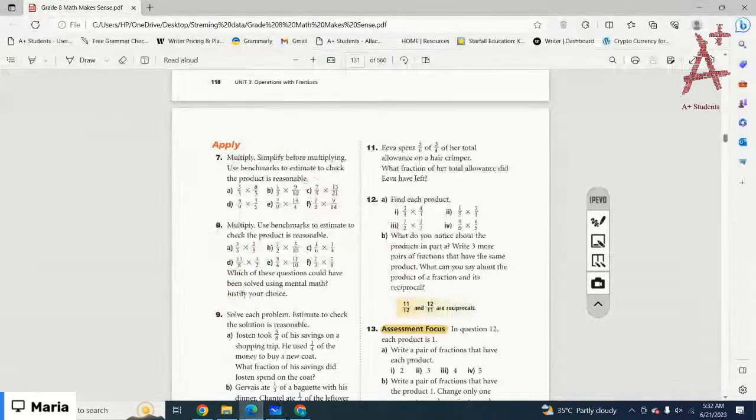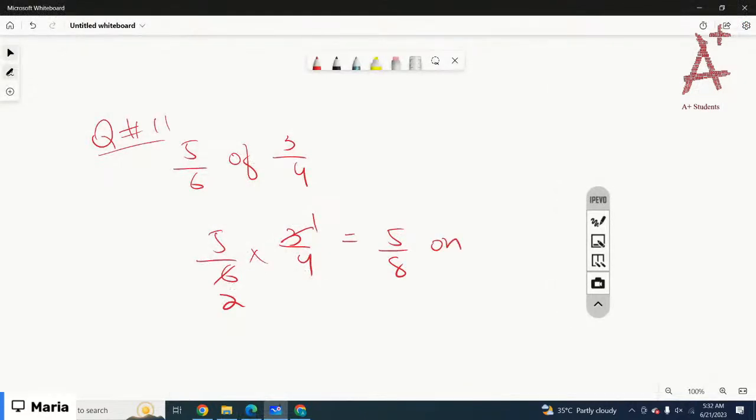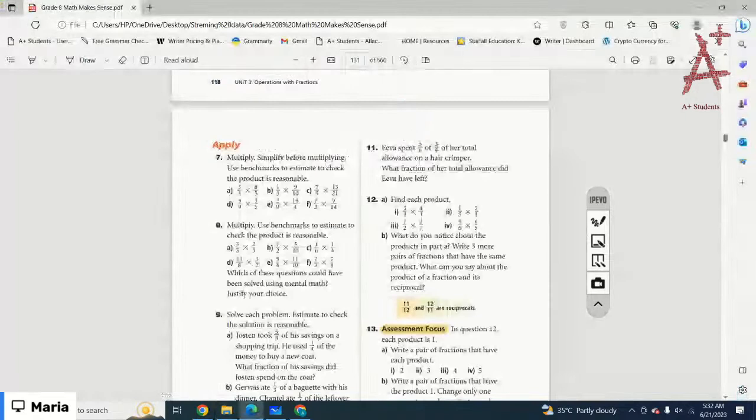But the question: what fraction of her total allowance did Eva have left? Okay, that means she used 5 by 8 on the crimper. You have to see how much she has left. So the total is 3 by 4. 3 by 4 times 3 by 4 is 6. 6 times 1 is 6 and 6 times 2 is 6. So 6 over 8 is 3 by 4. 3 times 1 is 3 and 3 times 2 is 6. So it would be 3 by 4. Got it? Okay.